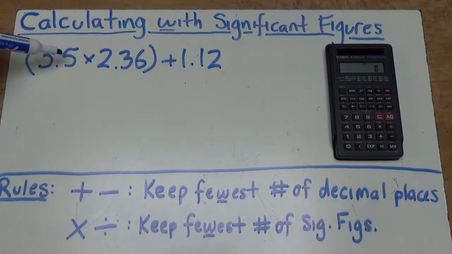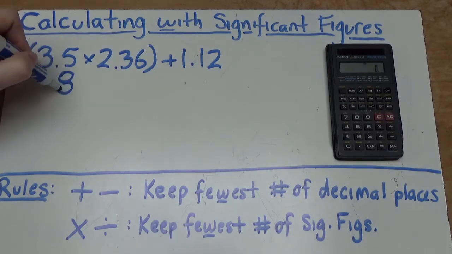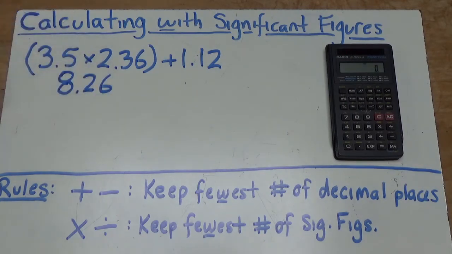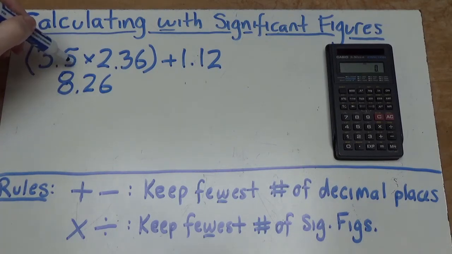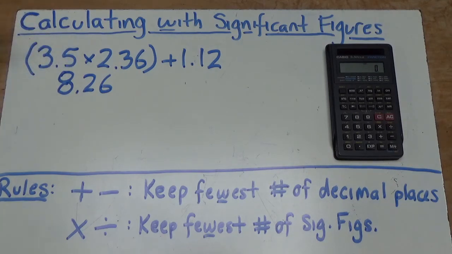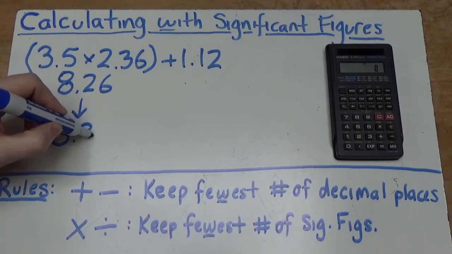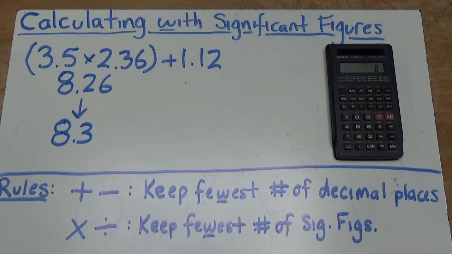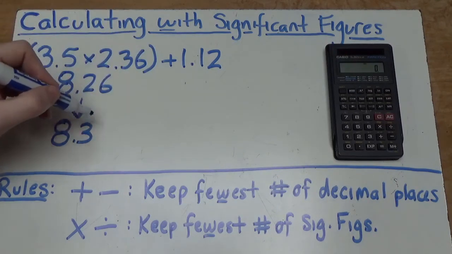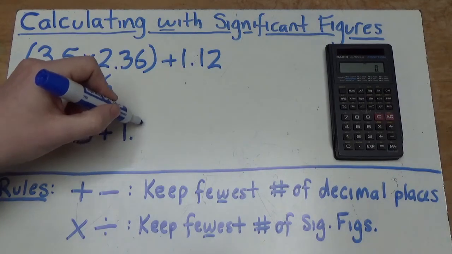If I do 3.5 times 2.36 on my calculator, I'm going to get 8.26. Unfortunately, I cannot continue with 8.26. I cannot because I'm only allowed 2 significant figures. So before I move on, I'm going to have to make sure that this 8.26 is actually reported as 8.3. Now I can continue my math. 8.3 plus 1.12.